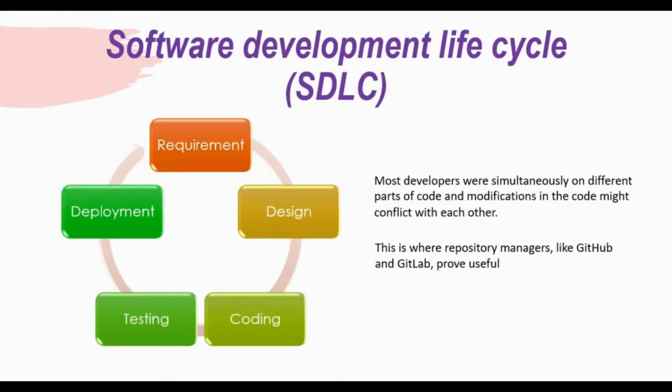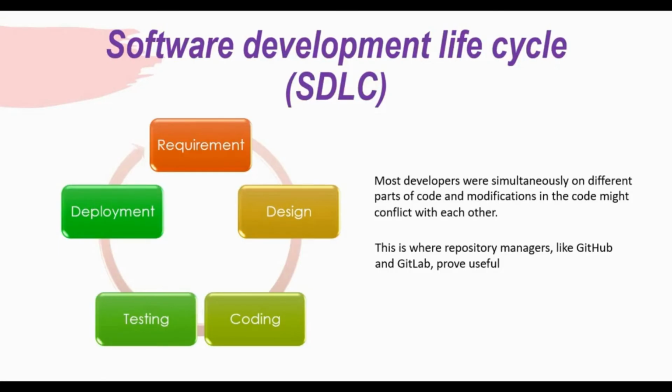Now, in order to understand why we have to use Git or GitHub or GitLab, you need to understand a little bit of the software development lifecycle. In the software development lifecycle, you have different phases like requirement, design, coding or building, which is the main place where the major code or product is developed. Then you have testing, and then it goes to deployment, or going to the market.